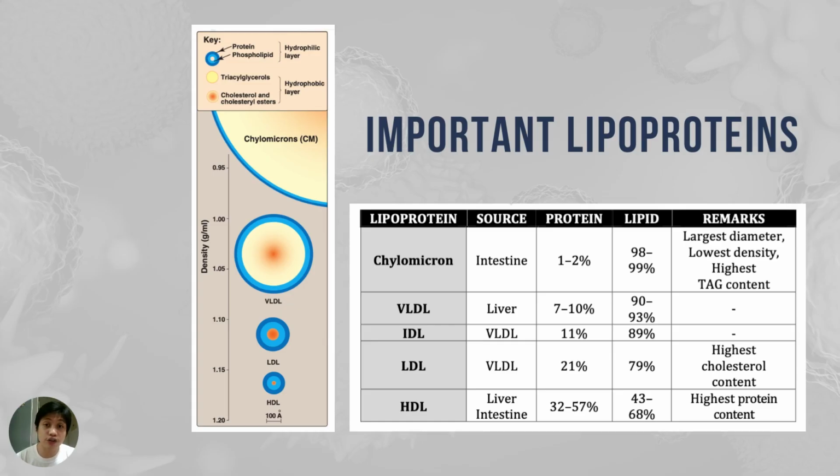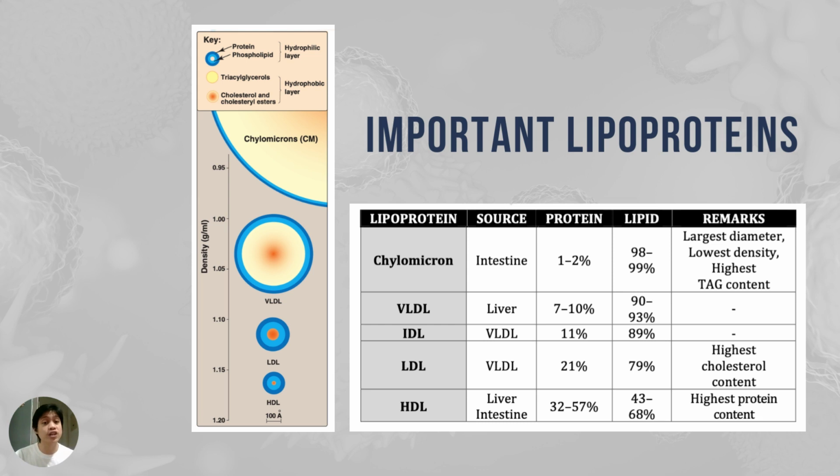So let's now talk of important lipoproteins. First would be the chylomicron. It's produced in the intestine and it's 99% lipid. It's the largest lipoprotein and it has the highest triacylglyceride content. So later, when we talk about the metabolism of chylomicrons, you will appreciate why that is so.